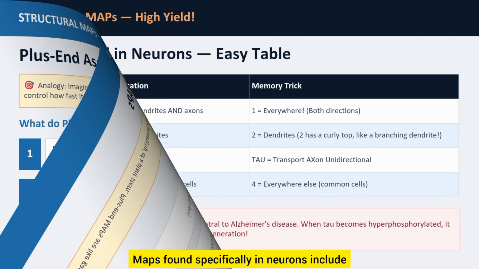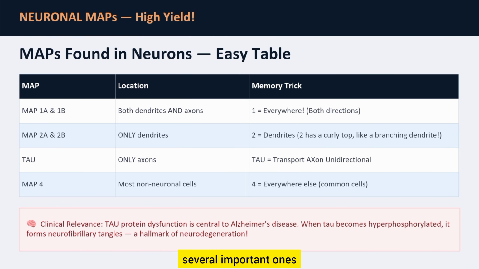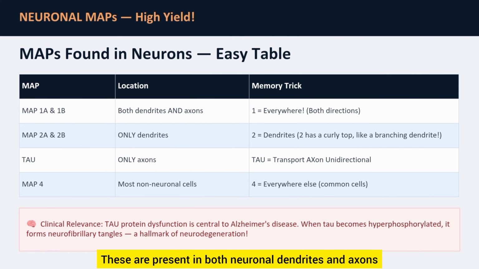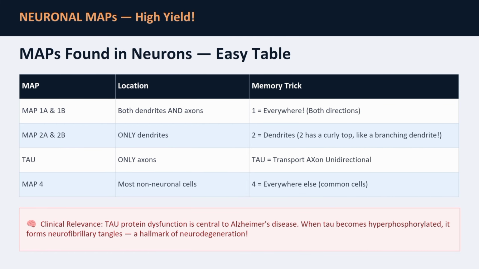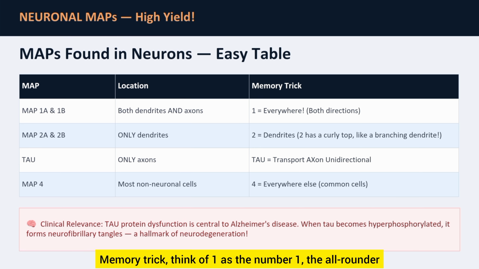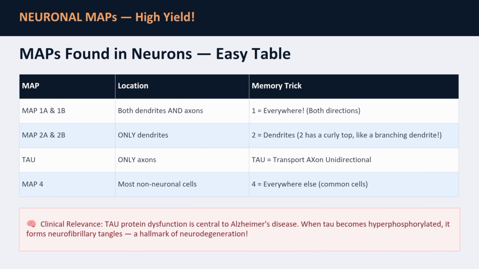MAPs found specifically in neurons include several important ones. Let's go through them one by one. MAPs 1A and 1B. These are present in both neuronal dendrites and axons. So MAP 1 is everywhere in the neuron. Memory trick, think of 1 as the number 1, the all-rounder. It's everywhere. MAPs 2A and 2B. These are found chiefly in dendrites. Only dendrites. Memory trick. MAP 2 has a curly top, just like a branching dendrite.